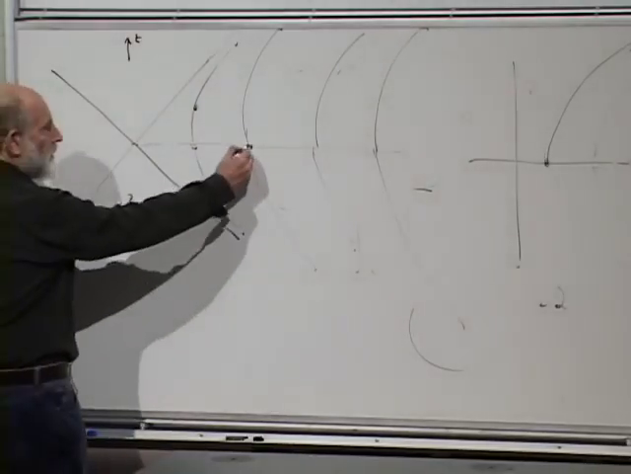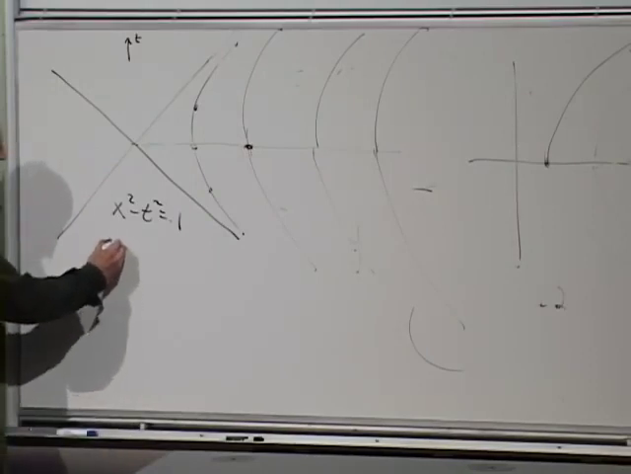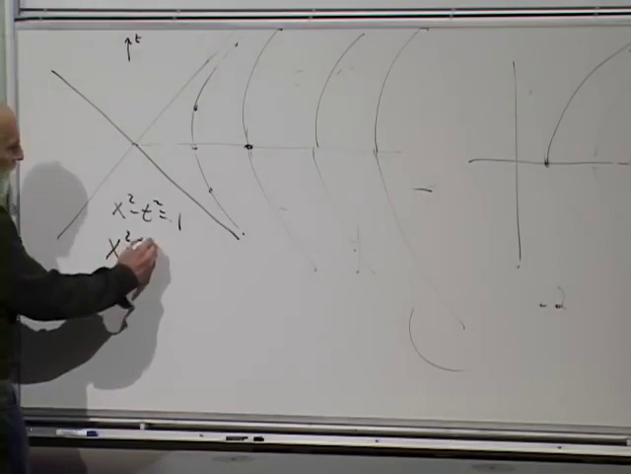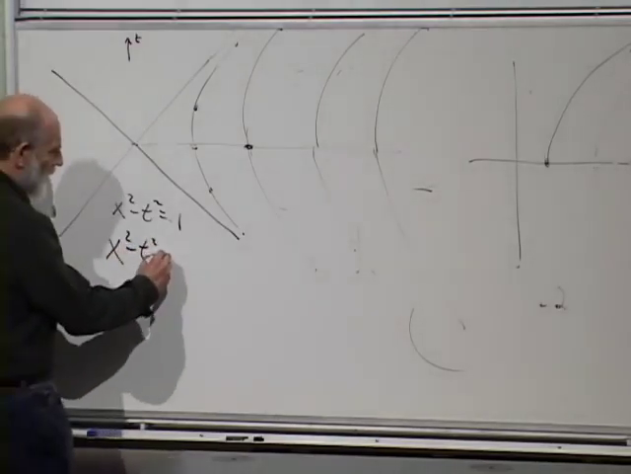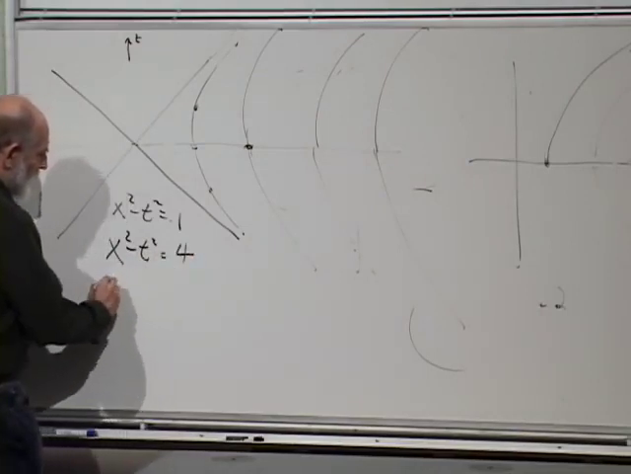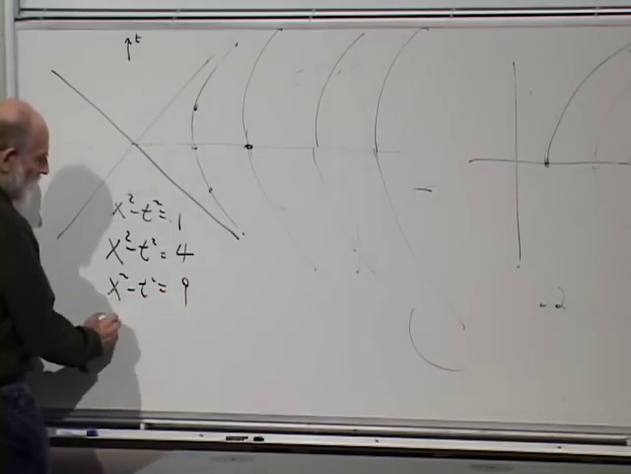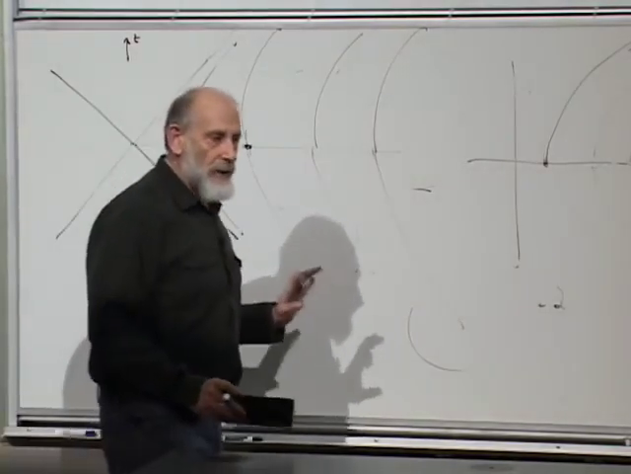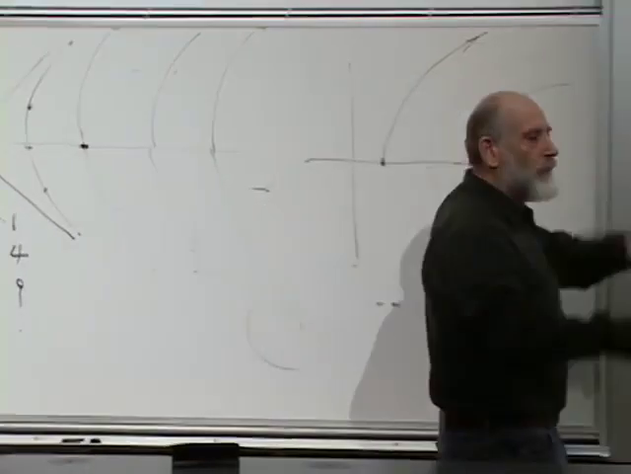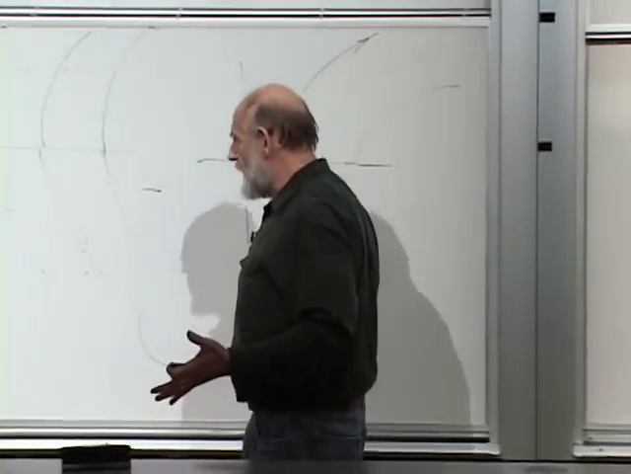What about the 2 meter stick? What's its equation? X squared minus t squared equals, what do you want to write? 4. 2 squared. X squared minus t squared equals 9, and so forth. Okay? That's a uniformly accelerated family, a family of uniformly accelerated ends of meter sticks.